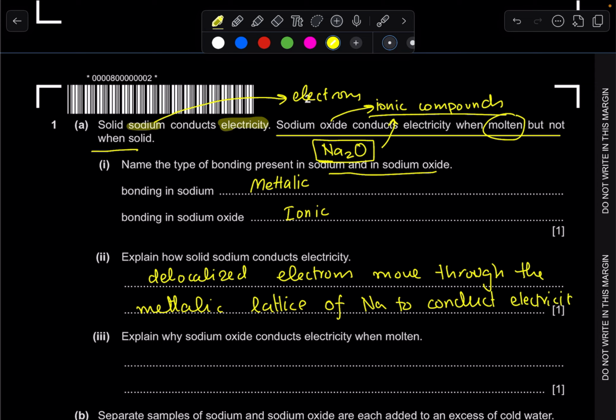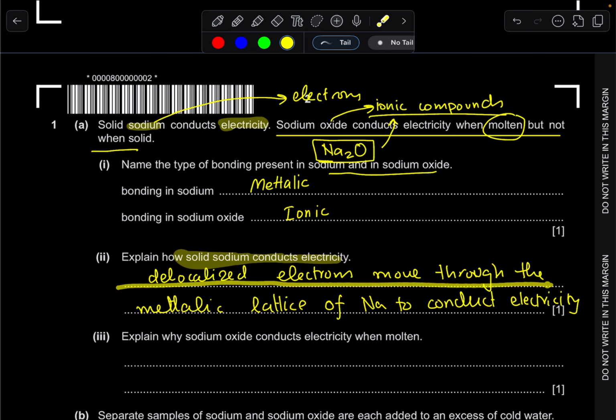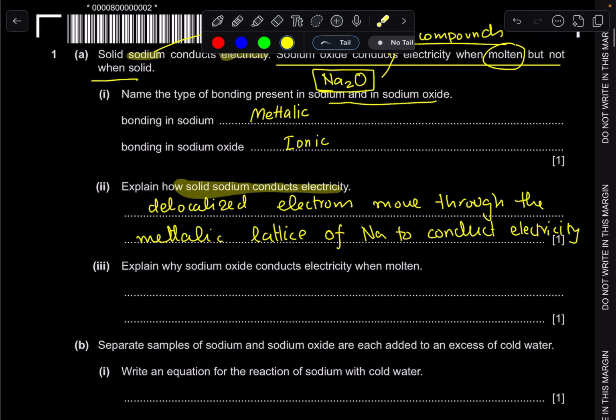In O levels or IGCSE, when this question used to come, that why a metal would conduct electricity, you'd only be given a single line. But in AS level, the examiner deliberately gives you two lines. You know why? Because he wants a proper explanation of every word, that they're delocalized electrons, they move through the metallic lattice. Open up the marking schemes, you're going to figure this out yourself.